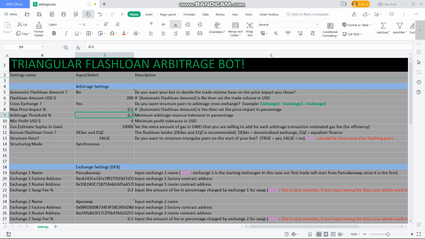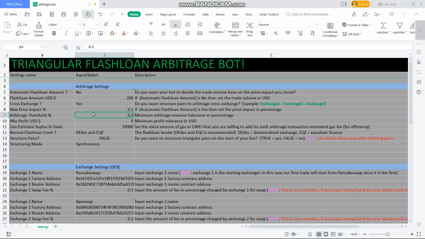So welcome back. From this arbitrage threshold, you are saying if the arbitrage in percentage is greater than 0.3%, then you can execute the arbitrage as long as the profit will pay the gas fee and remain, you understand? So that's what it means here. This is the minimum arbitrage revenue tolerance in percentage, as the settings explain.